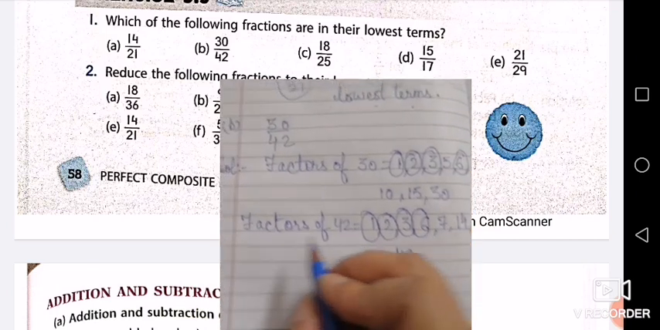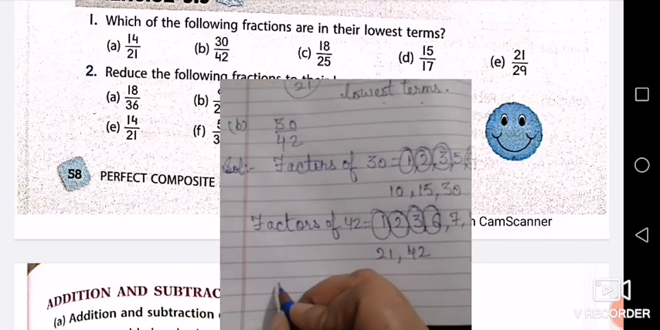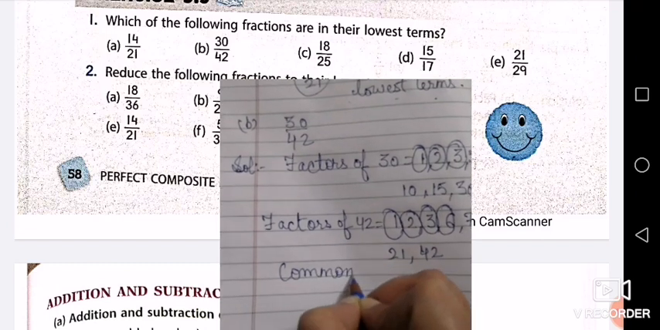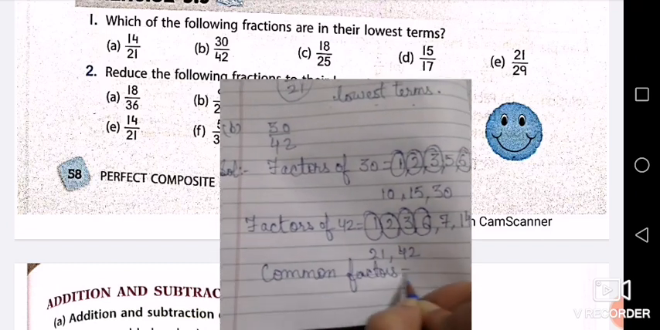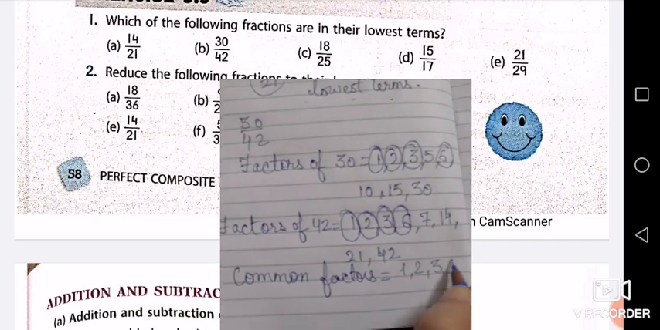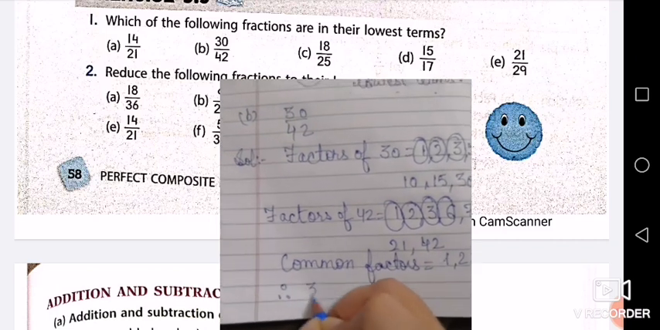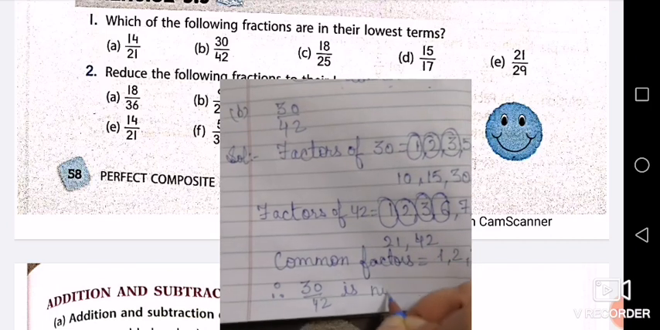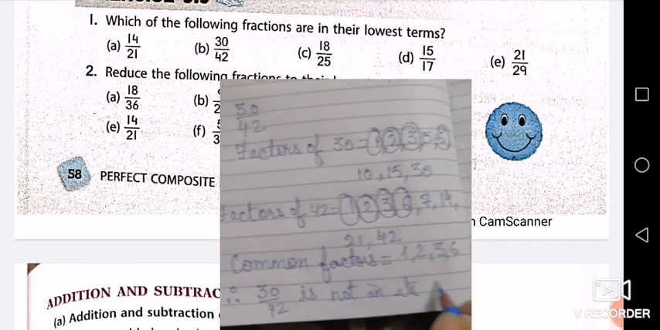So in this case, is 30 upon 42 in its lowest terms? No, there are so many common factors here. Common factors we will write, and after that we will write 1, 2, 3 and 6 are common. So we will write therefore 30 by 42 is not in its lowest terms.